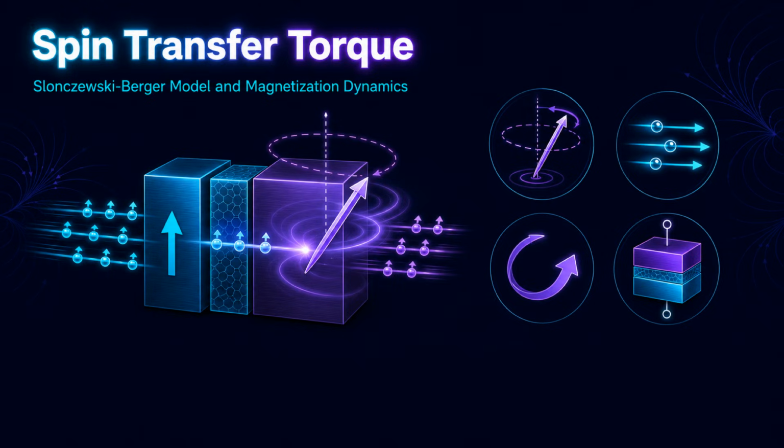Welcome to Chapter 2 of the Intermediate Spintronics series. In this chapter, we'll study spin transfer torque, the mechanism by which spin-polarized current can switch magnetization. Independently predicted by Slinksiewski and Berger in 1996, STT is the operating principle behind STT-MRAM, which is now commercially available. We'll learn the theory, dynamics, and device applications.